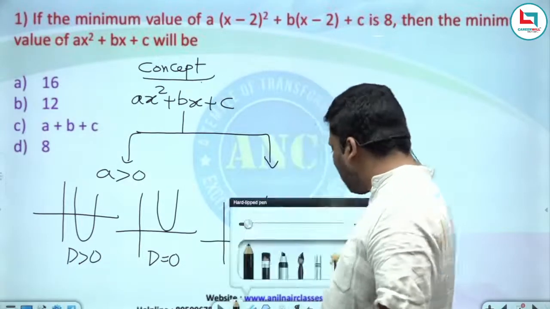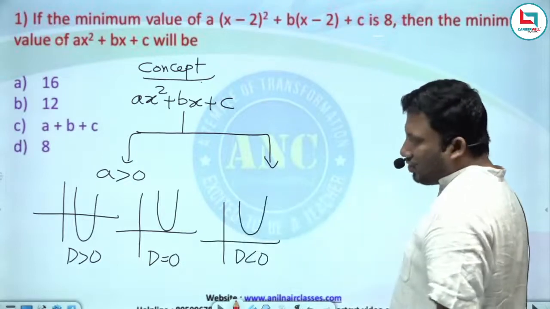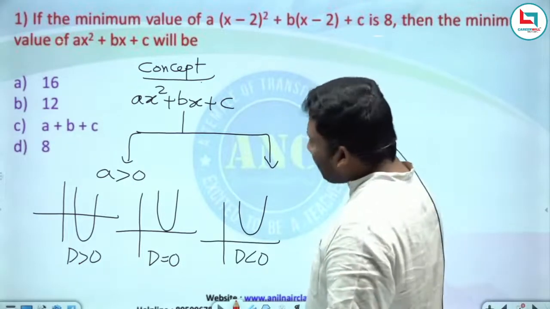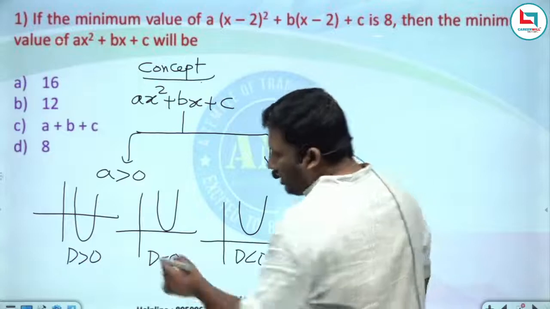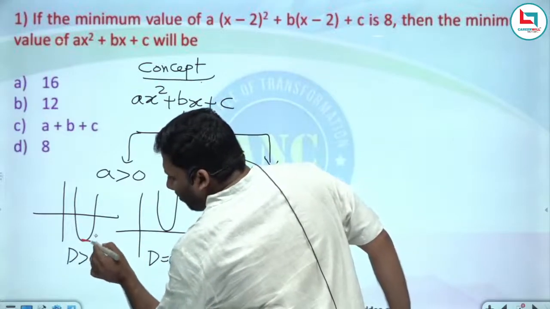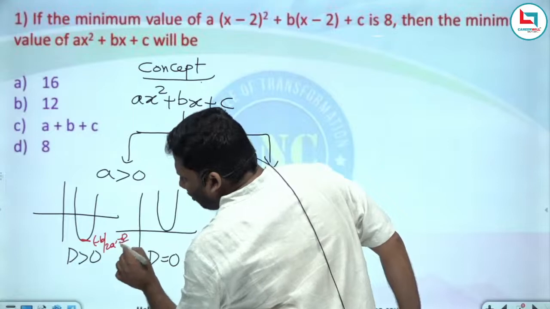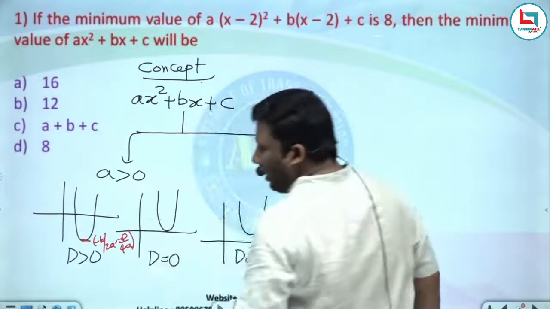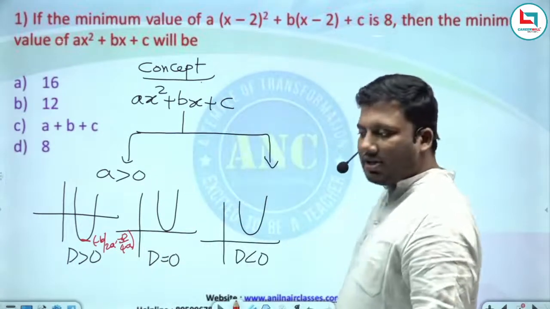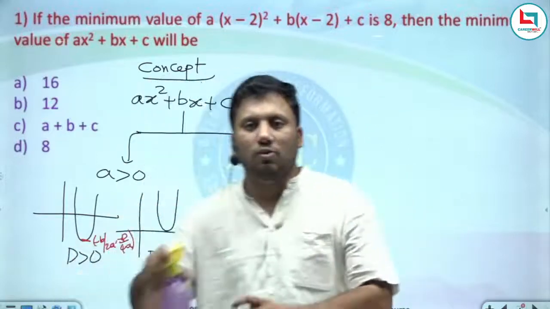Now, what is important for me is the minimum value. The minimum is at x equals minus b by 2a, and the value of the expression there will be minus D by 4a.